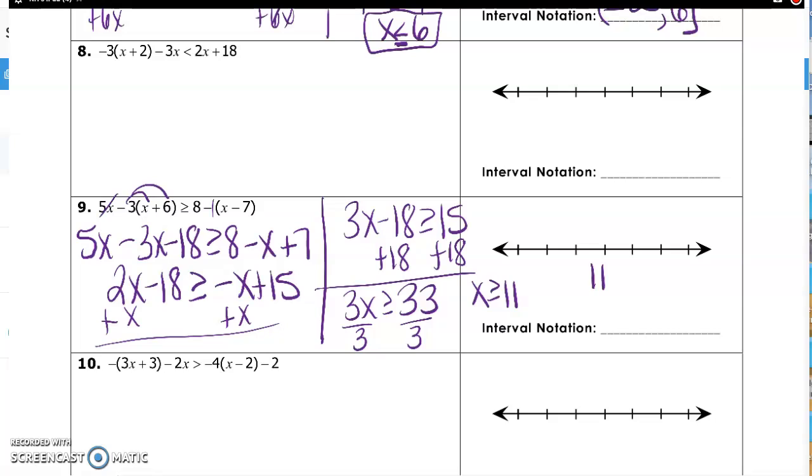So 11 goes in the middle, 12, 10, closed circle because it's or equal to, and to the right for the greater than. So now we start with 11 with a bracket, comma, positive infinity, parenthesis.